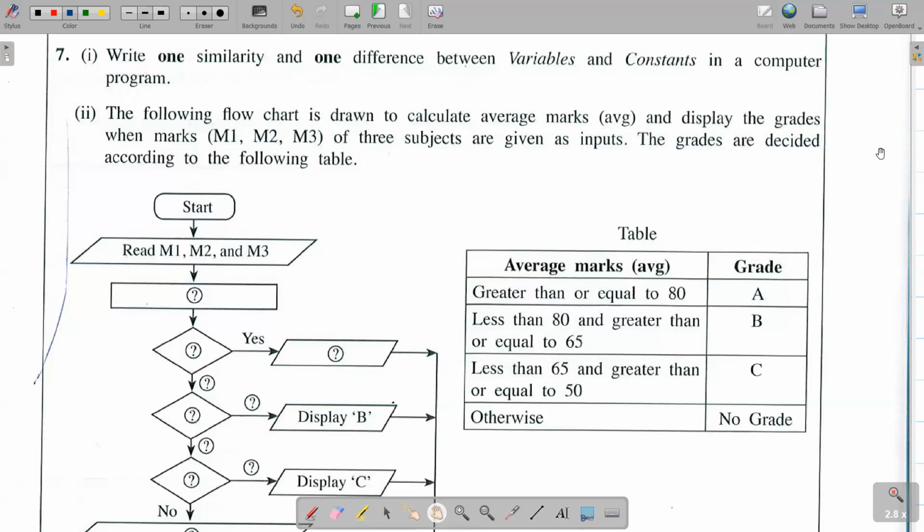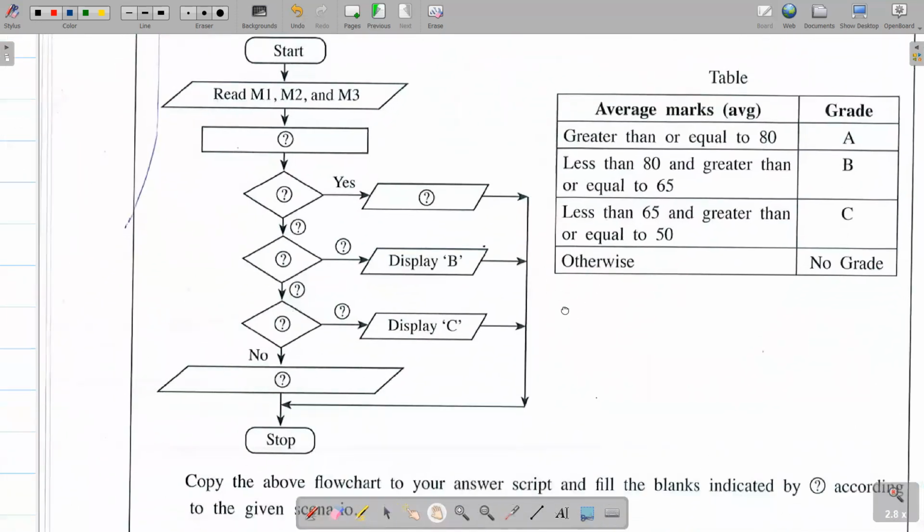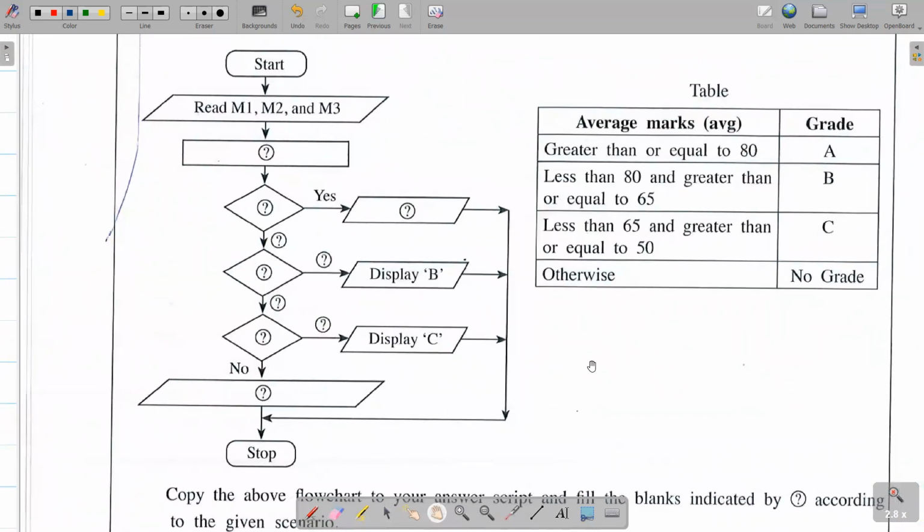This time you are not given any list of terms to fill the blanks. You have to go on with that. So they have the start and read M1, M2 and M3. The first blank is a process, from the shape that we can recognize. What we can do is add everything together and calculate the average. So we can say AVG, or you can take the average. Here they have given AVG equals M1 plus M2 plus M3 divided by 3.